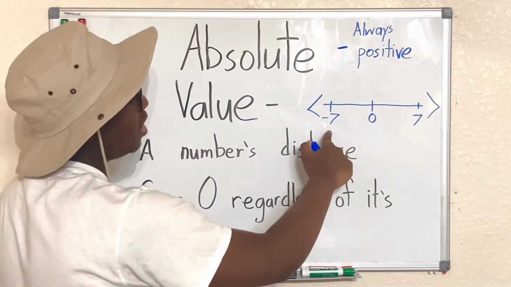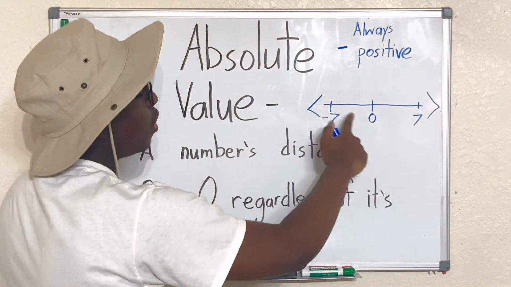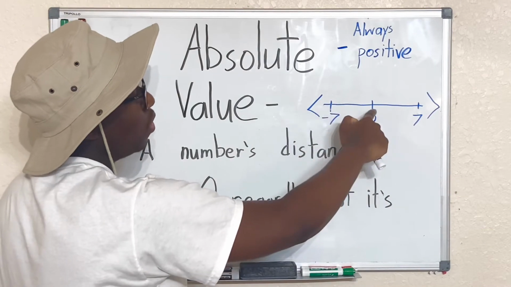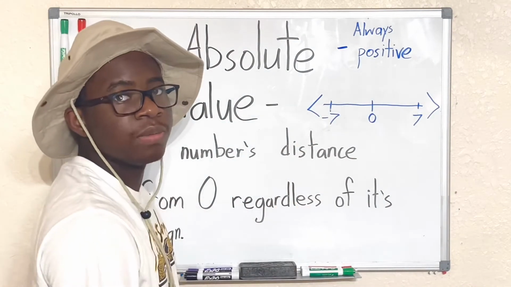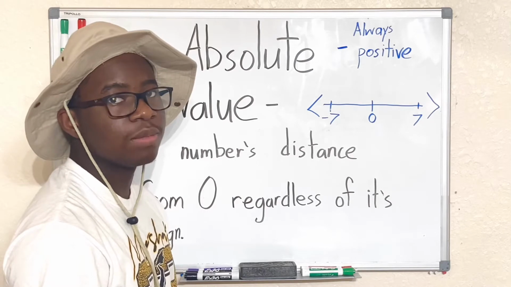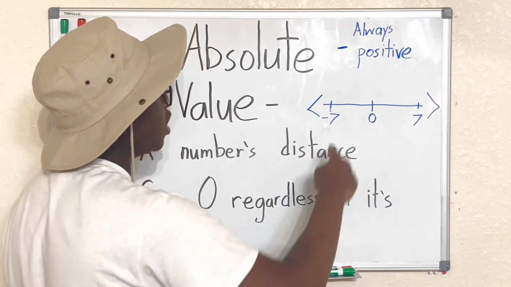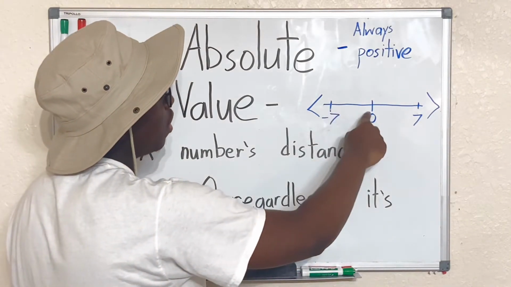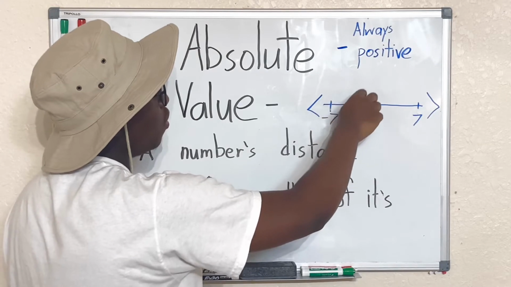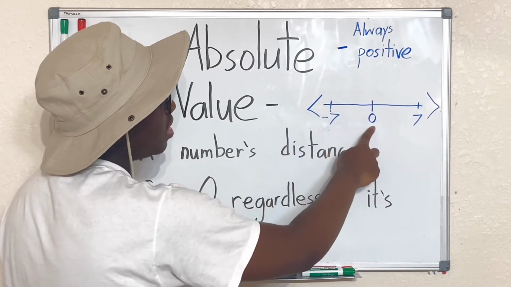So for instance, here we have -7 and 0. Going from -7 to 0 is going to equal 7 steps. It's not going to equal -7 steps, but rather 7 steps, because we're going from -7 to 0. So we're going to go 1, 2, 3, 4, 5, 6, 7 till we get to 0.